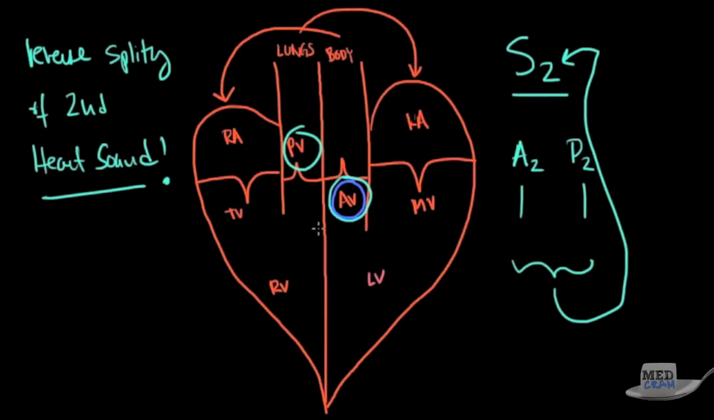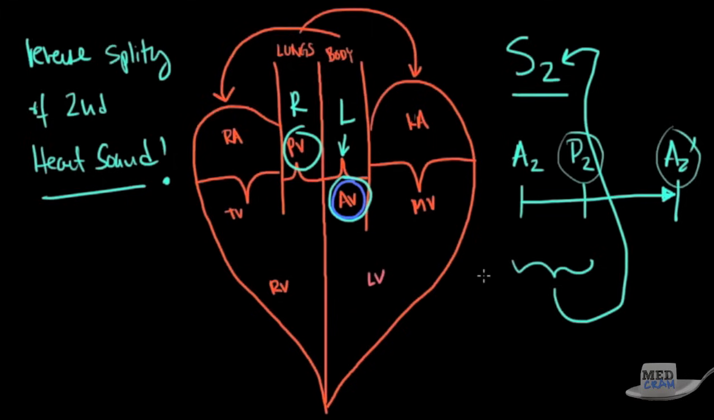Well, anything that makes the aortic valve, or the left side, this is the left side here, this is the right side, anything that makes the left side delayed in closure of this aortic valve is going to make A2 go in this direction to the point where A2 is now after P2. So how would you know that? And why is this called paradoxical?